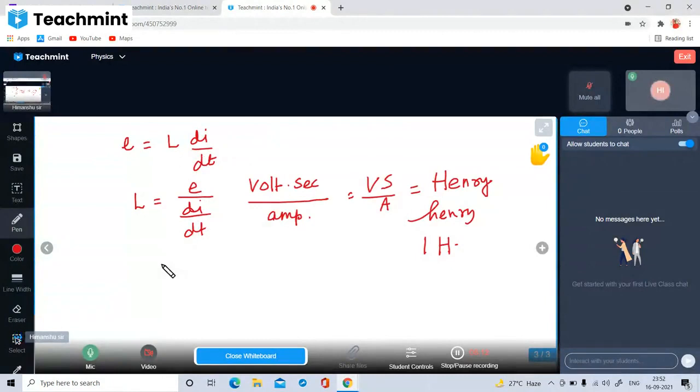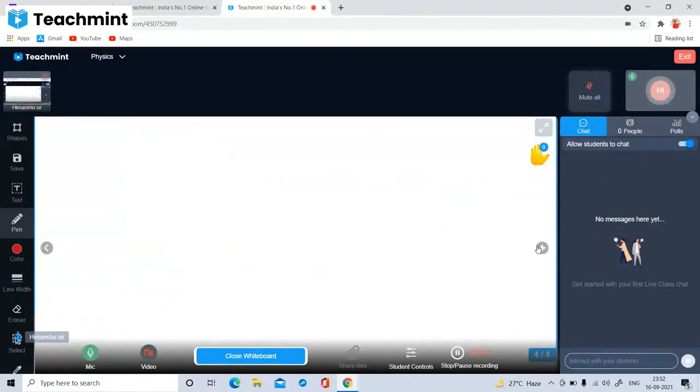And in the other way, we can also write phi by I is equal to L. That means 1 Henry can be defined as the flux of 1 Weber caused by the flow of 1 ampere of current, right? So this is the SI unit of self-inductance. Understood? Now let's move to the question.